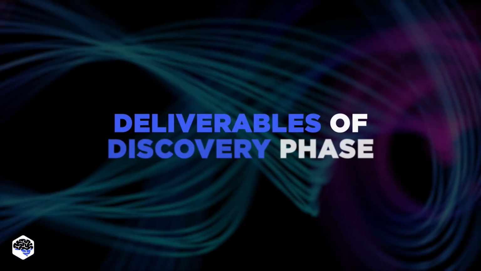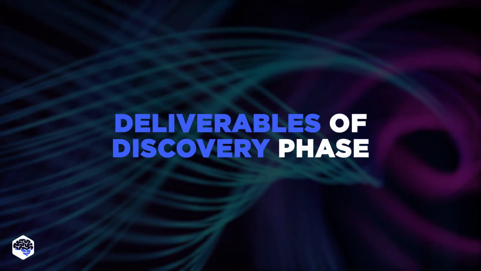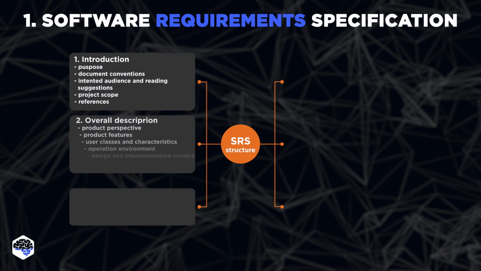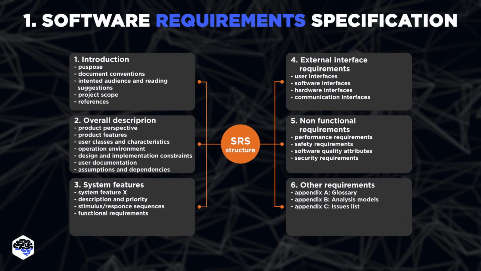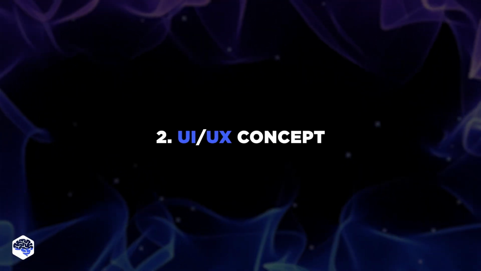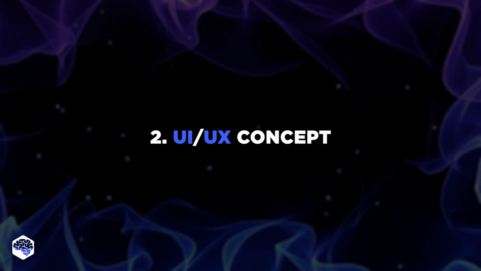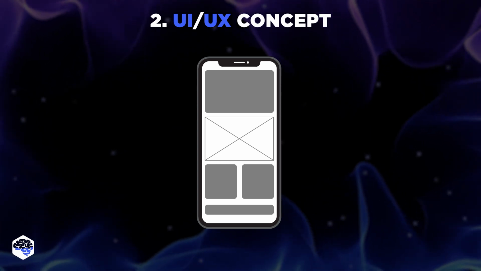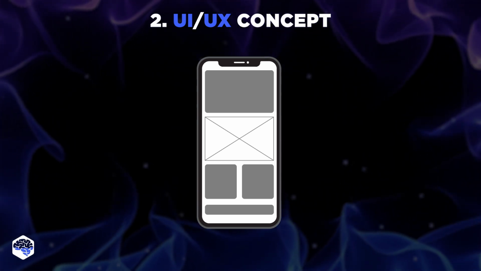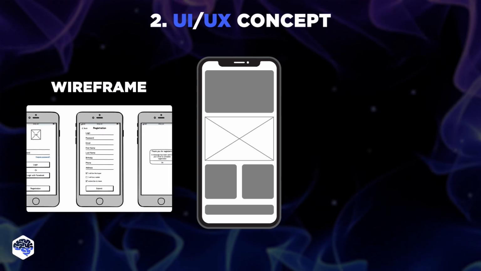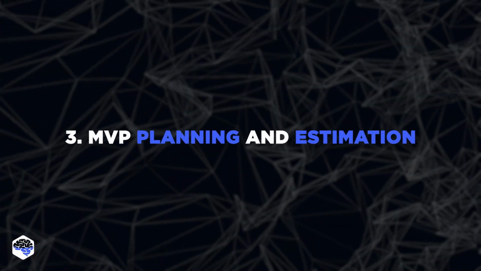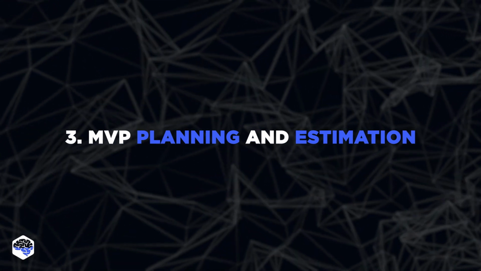Now, are you wondering which discovery phase deliverables are? Let's take a look at them. The first point is software requirements specification. We at Jelvix always prepare this document that fully describes the project. The second point is a complex UI and UX concept. We're talking about the technical design concept of a website or mobile service that ideally comprises 2 parts, such as wireframes and interactive prototypes. The third point is a plan and estimate for the development of MVP.